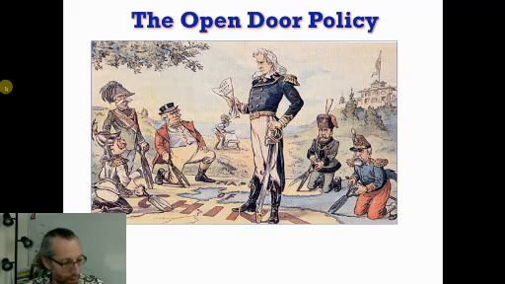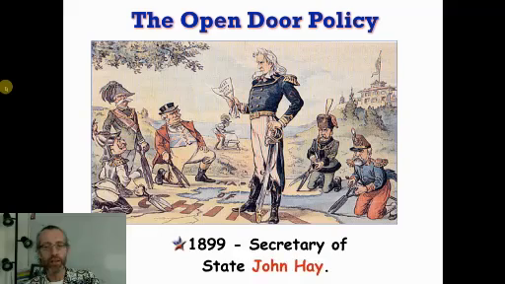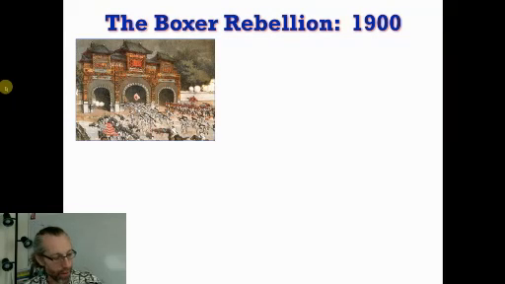But let's get into that Open Door Policy. 1899, Secretary of State John Hay, that's Mr. Splendid Little War from the Spanish-American War, was looking at the situation in Asia and really wanted to have an informal role where America would be dominant at keeping China from being split up by all the European powers. So we start to develop the concept.